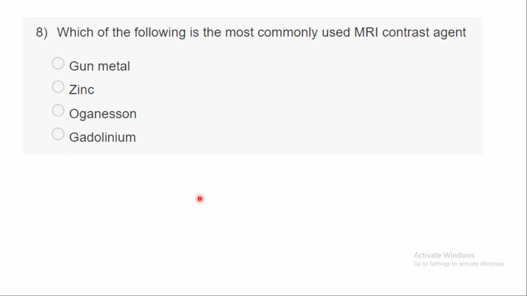Let's see what is the correct answer. Great. Option 4, or option D, gadolinium, is the correct answer. Well done to all the students who have answered option 4. Gadolinium is the most commonly used MRI contrast agent. Right?